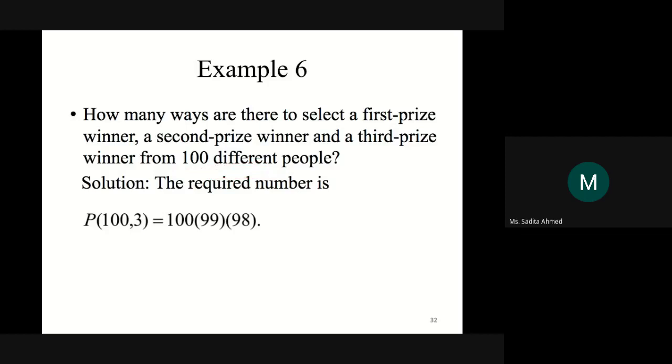And then the more important part: when you select these 3 different people, what are you selecting them for? You're selecting them specifically for a first prize winner, a second prize winner, and a third prize winner. So the order in which you select them matters. Even if it's the same 3 people, which specific person you select for the first prize, which for the second prize, and which one for the third prize, that is important, right?